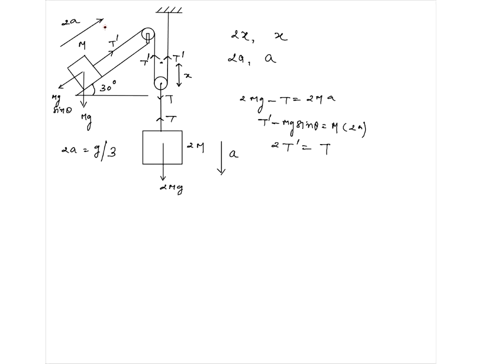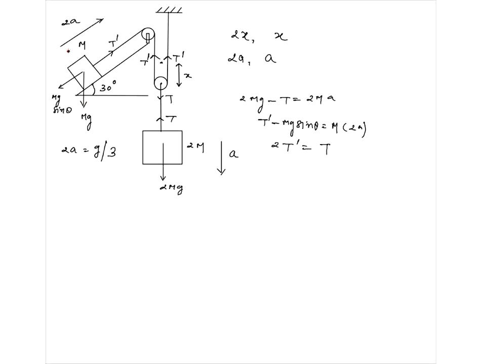Coming to the equations. For this system, if acceleration is down, then net force should be down. Net force down is 2mg minus T, and that should be equal to the mass times acceleration. I have taken this string as T, and the other string as T dash. For this block, T dash and mg act.